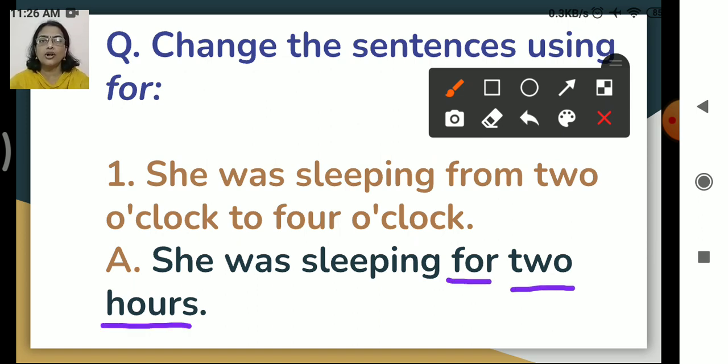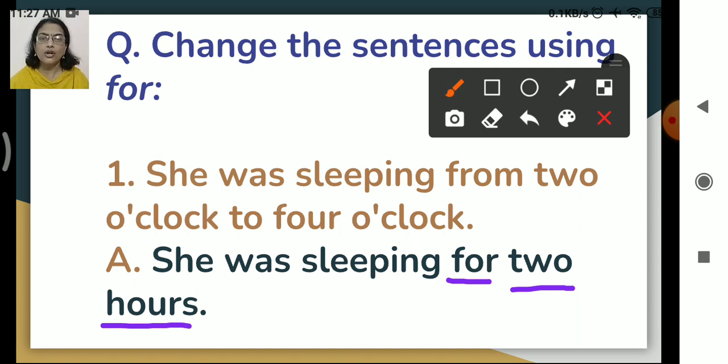Now how did we get this 2 hours? Let's do the maths here. She was sleeping from 2 o'clock to 4 o'clock. So what we will do? We will start counting from the next number. 2 o'clock, so after 2 comes what? 3. So we'll count till where? Till what time is given? 4 o'clock. So from 2 to 4 we are going to count.